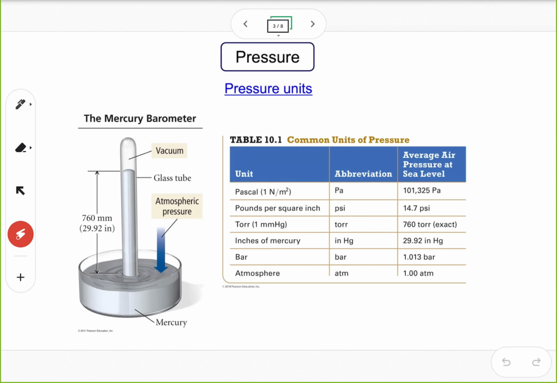Right now, we have all kinds of barometers in our lab, and it doesn't have to be mercury. You can even have a digital barometer.